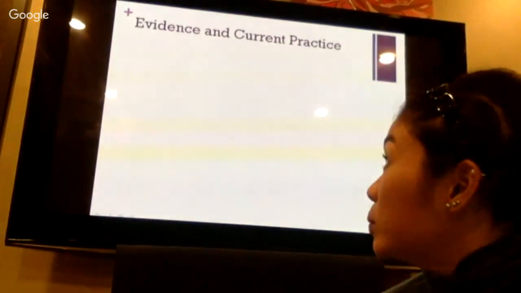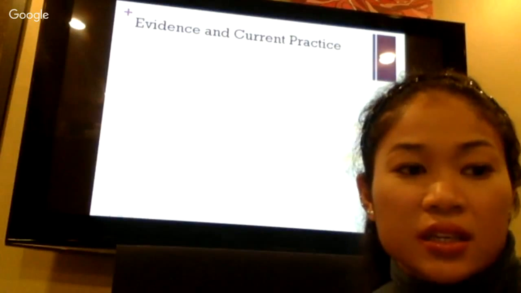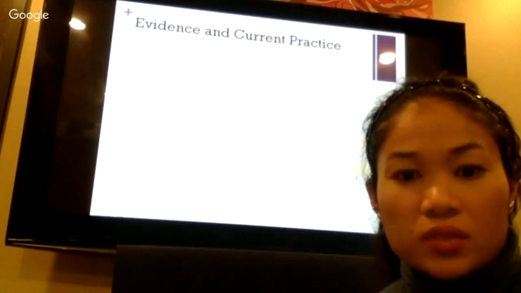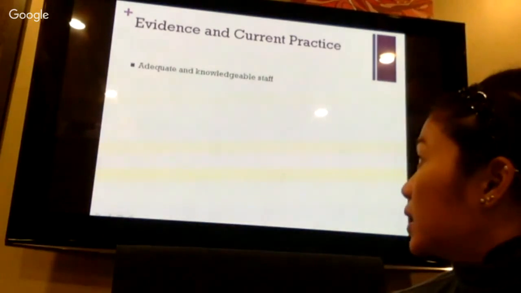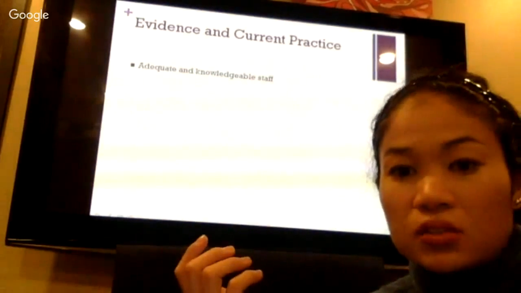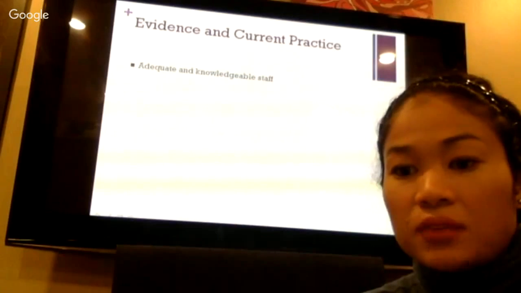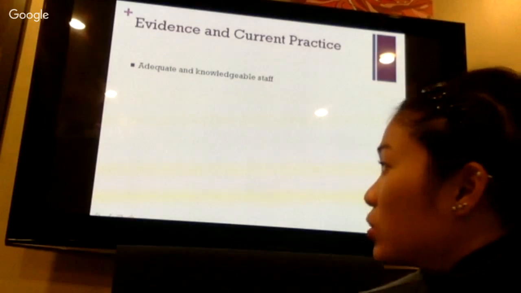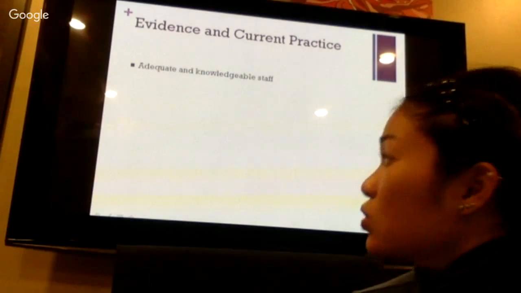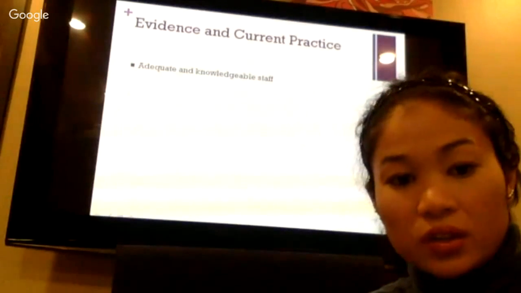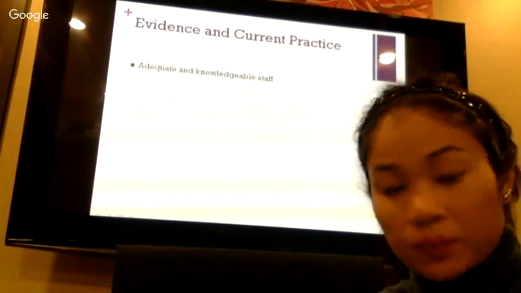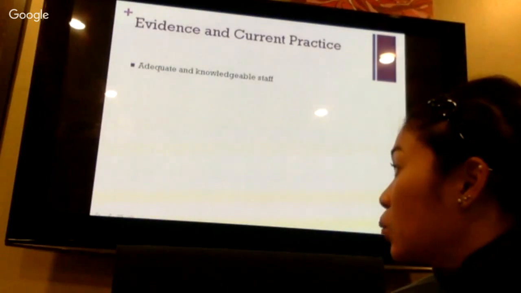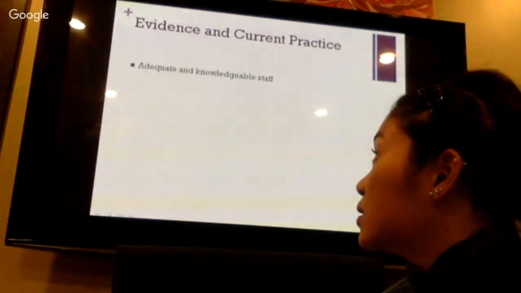So next one would be evidence and current practice. The evidence gathered has definitely helped create the components of the TUBED checklist. The first one would be adequate and knowledgeable staff. This has a lot to do with safe nurse to patient ratio. And research also states that staff who are more knowledgeable and are more confident in carrying out protocols will do their tasks more effectively.